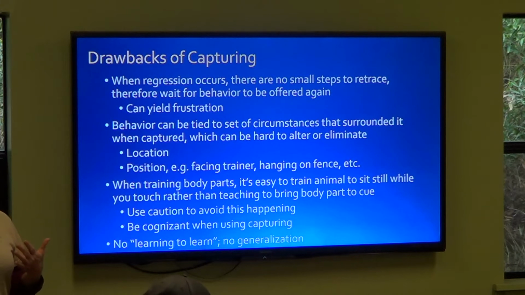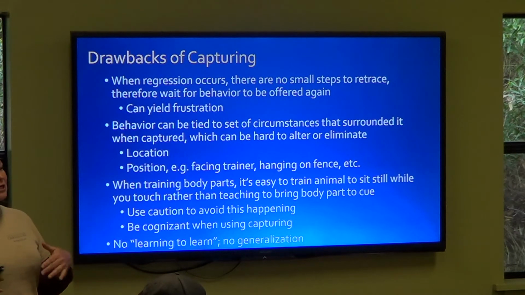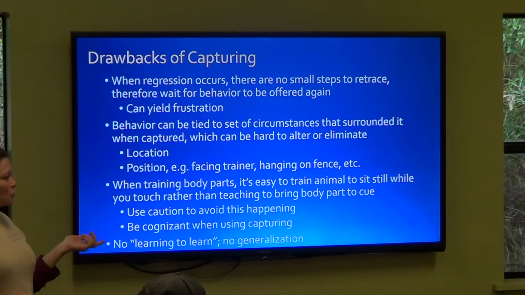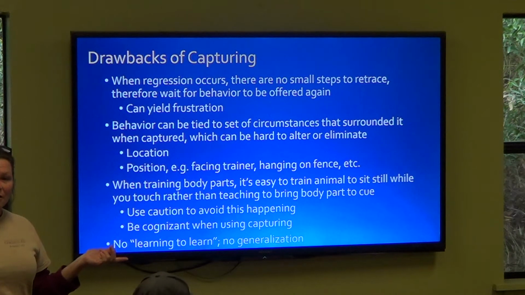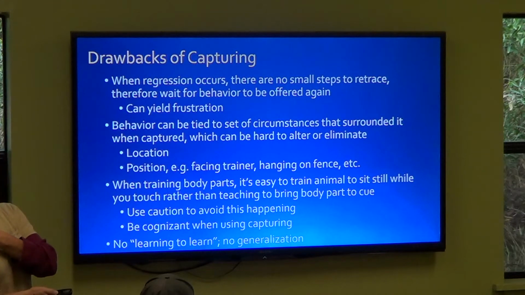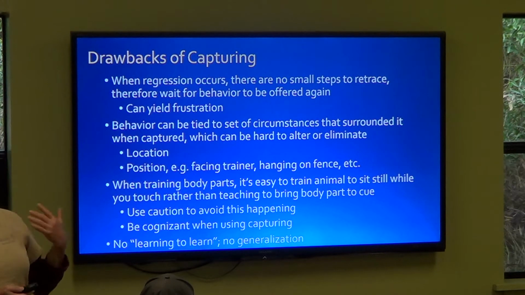So you do need to be careful, because there isn't that learning to learn that happens with the shaping process. If you've trained a body part by capturing it, don't just assume that you're going to be able to ask for the other side and the animal automatically gets it. They might, but you can't count on it.